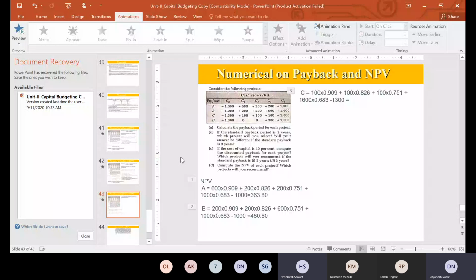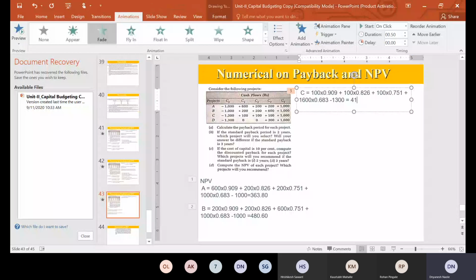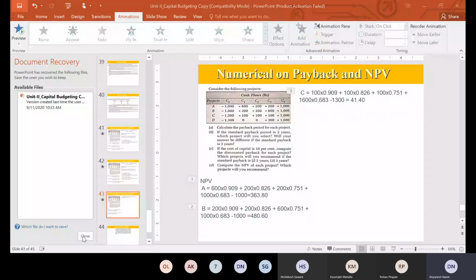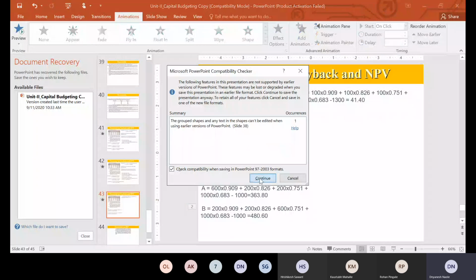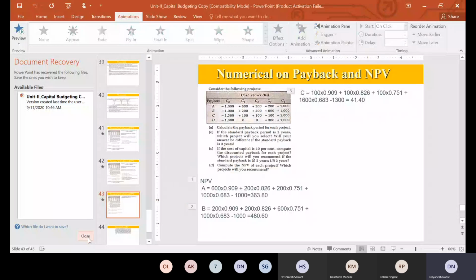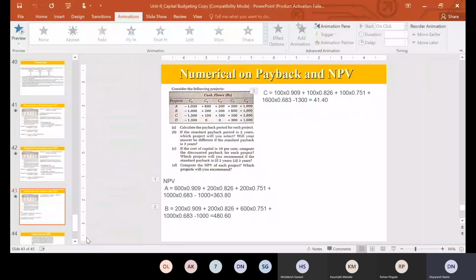$41.4. क्या? 41. $41.4. 40 आ रहा है कि बाकी लोगों का भी सेम? Yes or no?